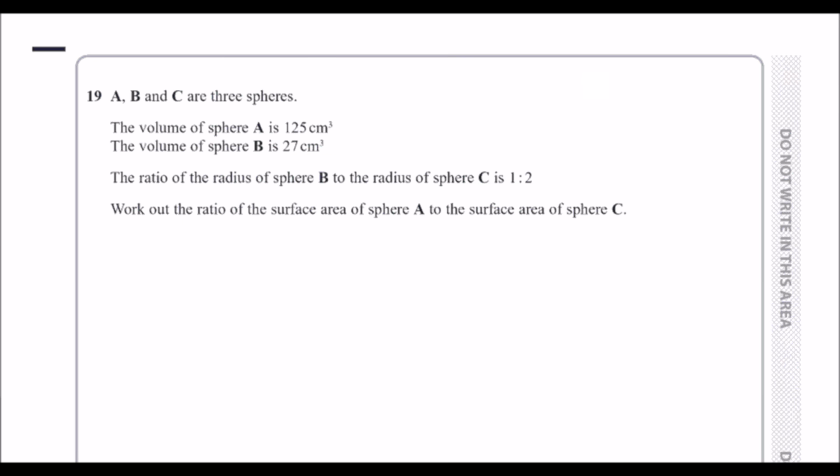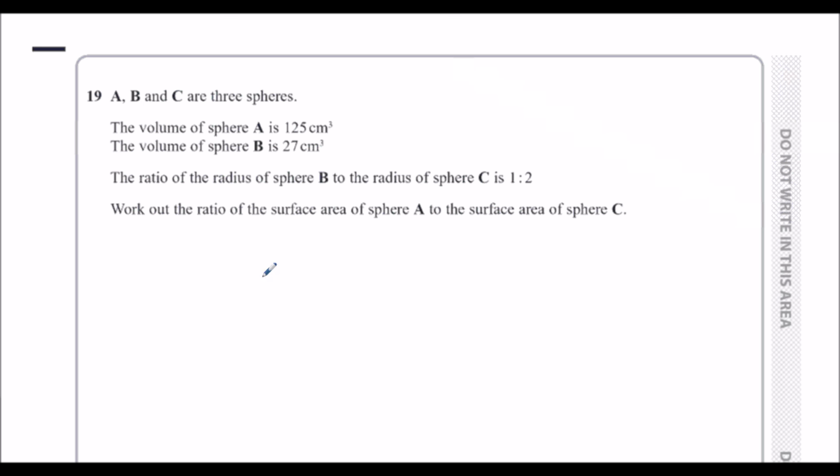Question 19. A, B, and C are three spheres. The volume of sphere A is 125 centimeters cubed. The volume of sphere B is 27 centimeters cubed. The ratio of the radius of sphere B to the radius of sphere C is 1 to 2. Work out the ratio of the surface area of sphere A to the surface area of sphere C.